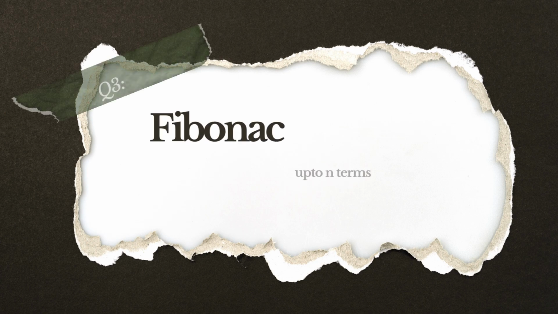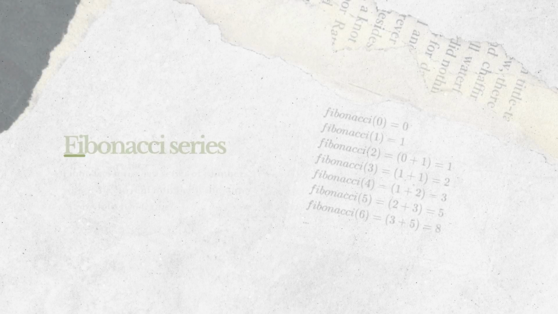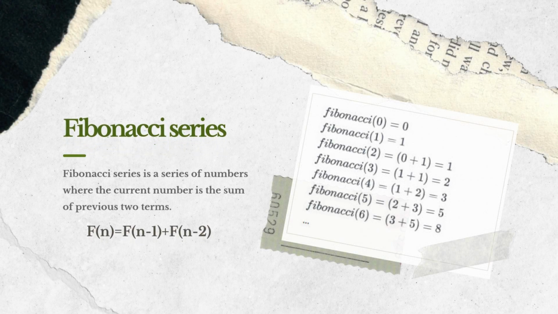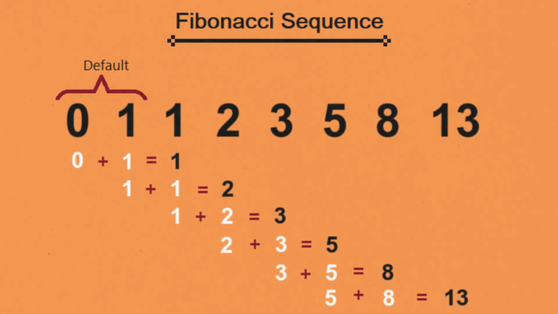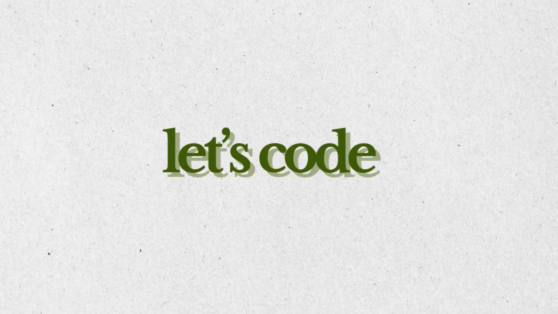As we have already started solving C programming language questions, which build the fundamentals and base for C programming language, here we are going to start with the Fibonacci series and its definition. It is a series of numbers where the current number is the sum of the previous two terms. So let's start the coding part now.